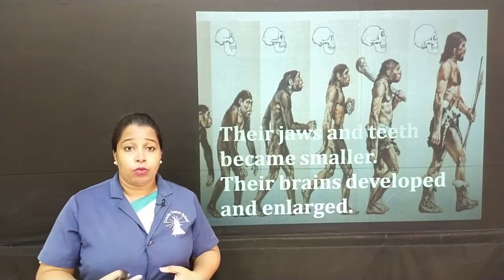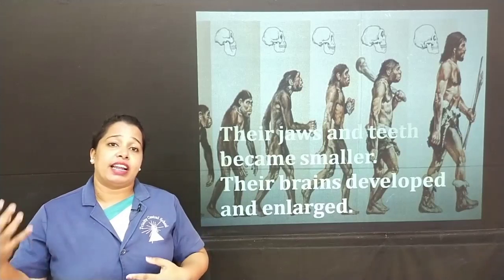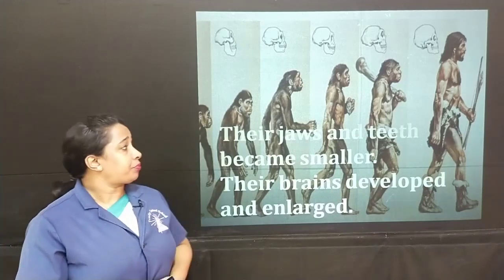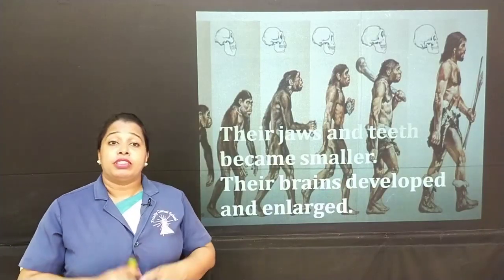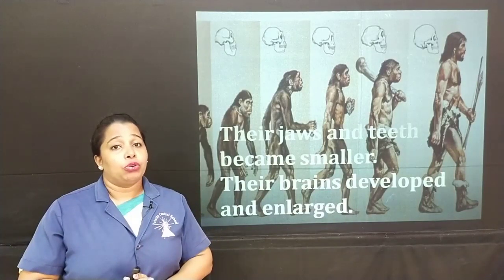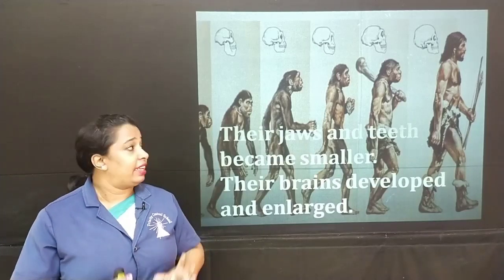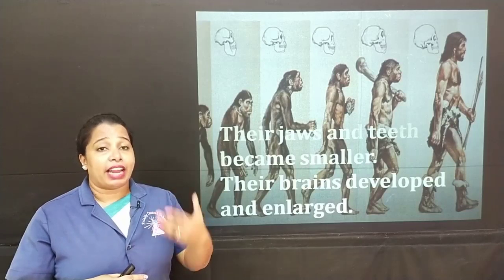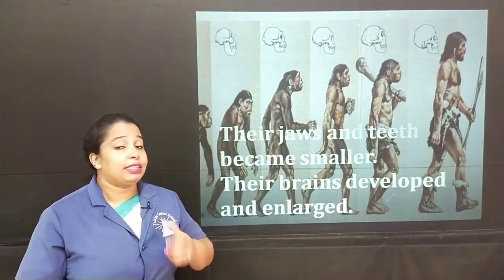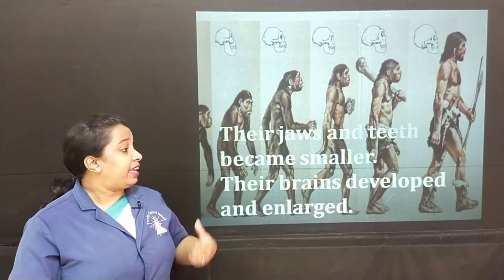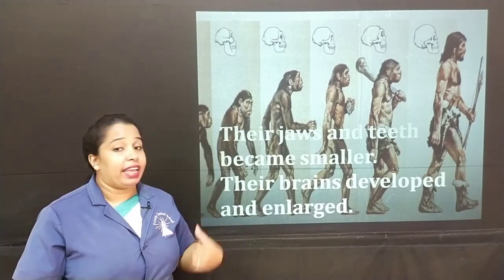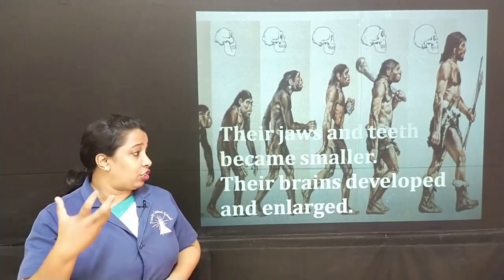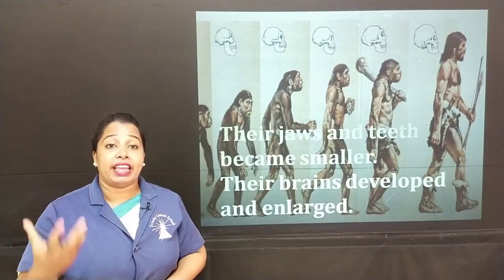Now let's learn what the major changes were that took place during the evolution of mankind. I told you the first ancestor looked like a monkey. He had big jaws and teeth. Gradually, the jaws and teeth became smaller. Their brains developed and enlarged. They had a small and simple brain earlier, but later on their brains developed and enlarged.